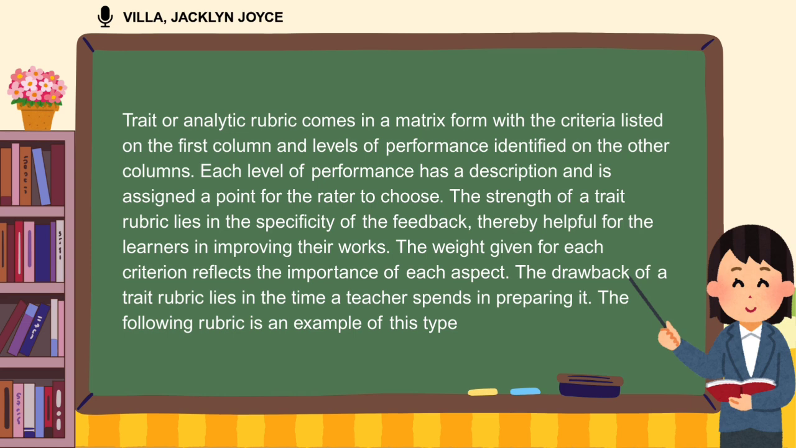So, a trait or analytic rubric is a type of scoring tool that uses a matrix format to assess specific aspects of students' work. In this rubric, the criteria to be evaluated are listed in the first column, while the remaining columns describe different levels of performance for each criterion. Each level comes with a clear description and a corresponding point value, allowing the teacher to select the most accurate score based on the quality of the work.